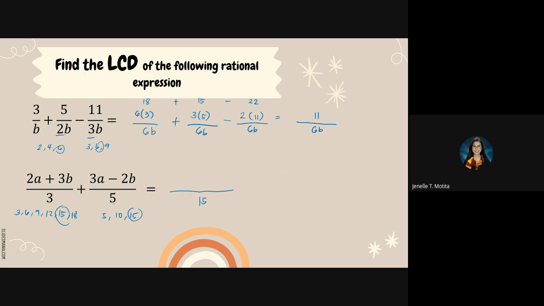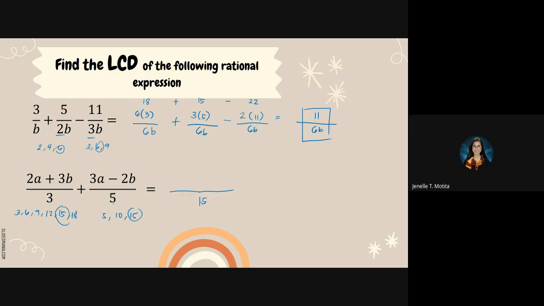11 over 6b. Is this the final answer? Yes, this is already your final answer since they do not have any common factor aside from 1. They are relatively prime to each other. Am I correct? 18 plus 15, 33 minus 22, 11. Yes. Next example, we got 2a plus 3b over 3 plus 3a minus 2b over 5.